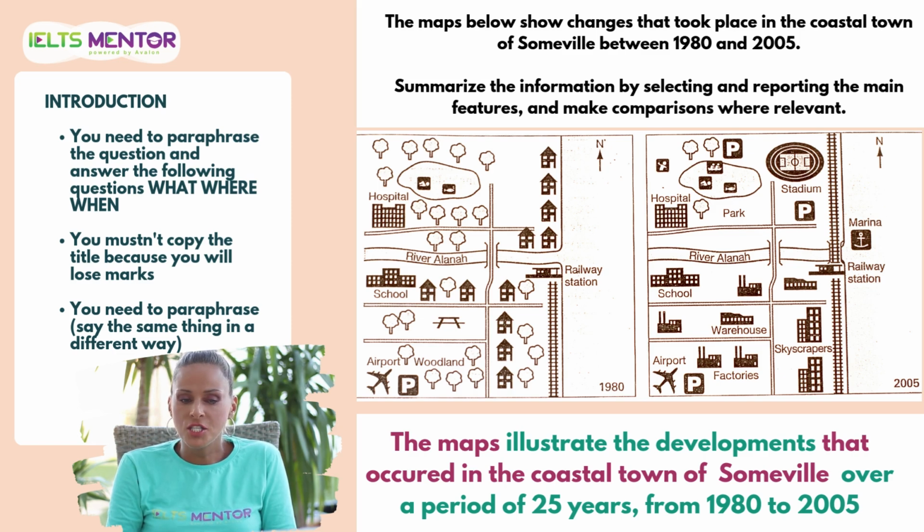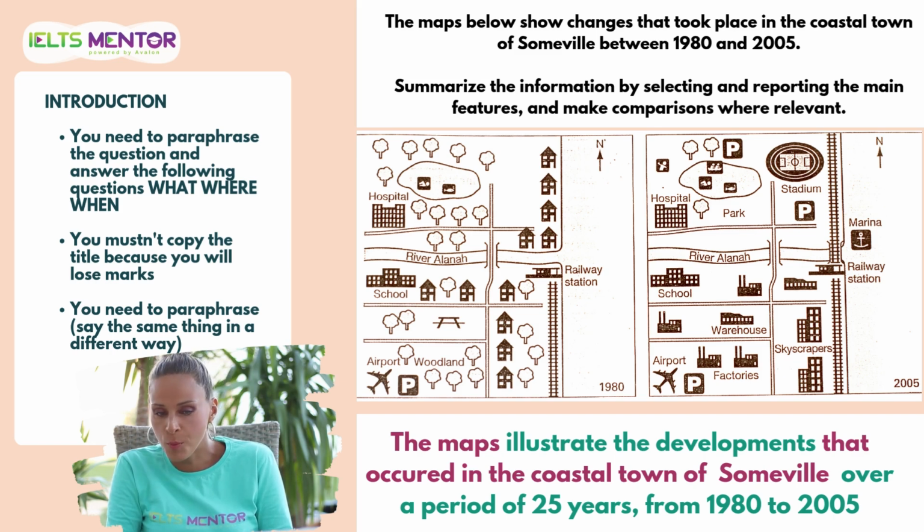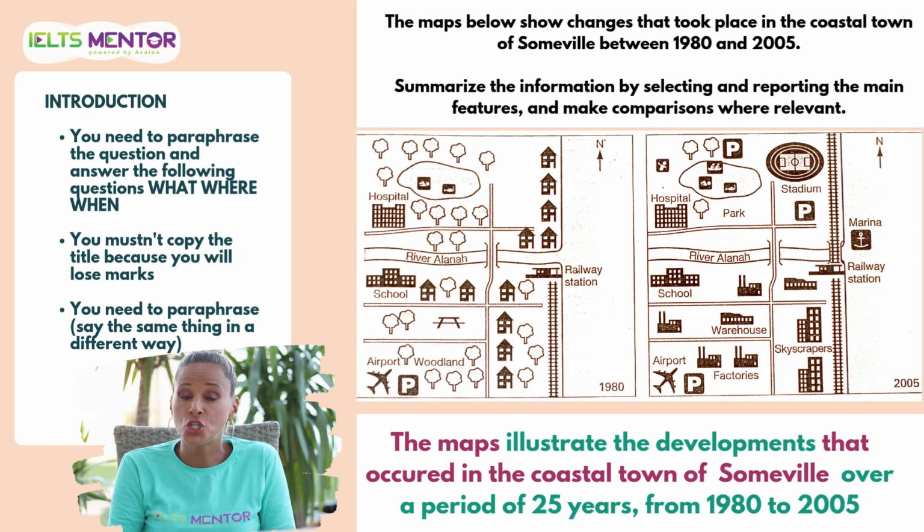The maps illustrate the developments that occurred in the coastal town of Somerville over a period of 25 years from 1980 to 2005. What I did here, I paraphrased the title. Instead of "the maps below show changes," I said "the maps illustrate the developments." Instead of "took place," I wrote "occurred in the coastal town of Somerville."